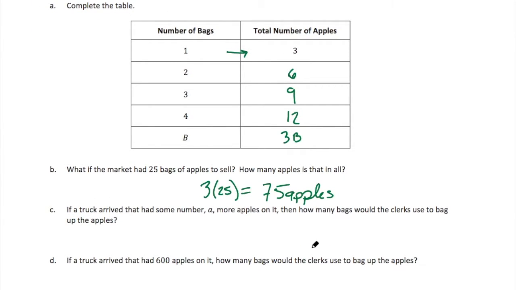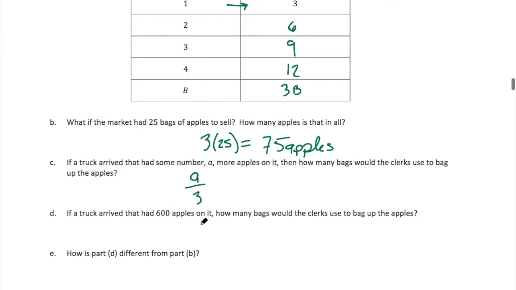If there is a truck and we don't know how many apples there are on it, how many bags would we need? Well, this is kind of going backwards. Now we have to divide the number of apples by 3 to figure out how many bags that's going to require. So A divided by 3 will give us that. So specifically, if there's 600 apples, we divide that by 3, that'll give us 200 bags that we require.